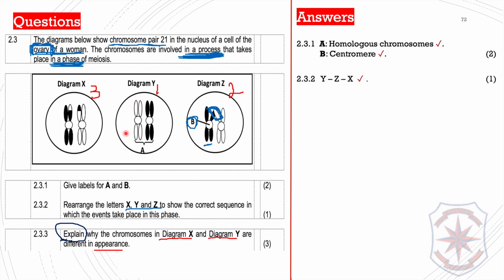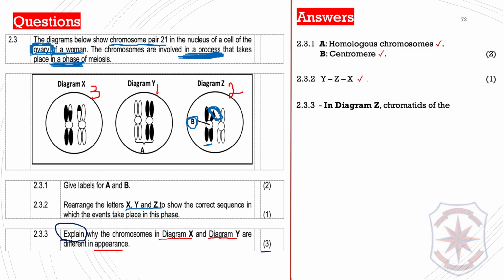So in this diagram, one chromosome is all black, another chromosome is all white. This chromosome is a majority black with a touch of white, and in that chromosome, a majority white with a touch of black. Why is that the case? Of course, it's because of crossing over. But how do we articulate that for 3 marks?